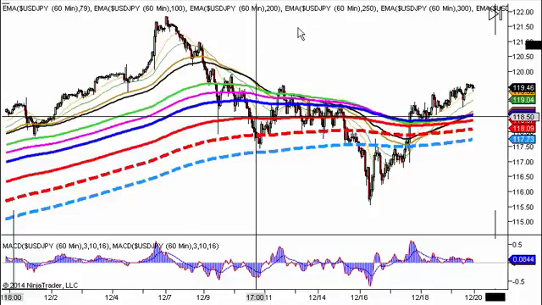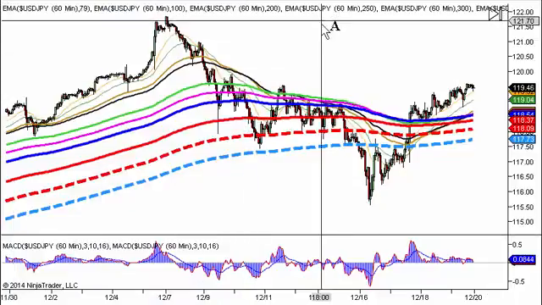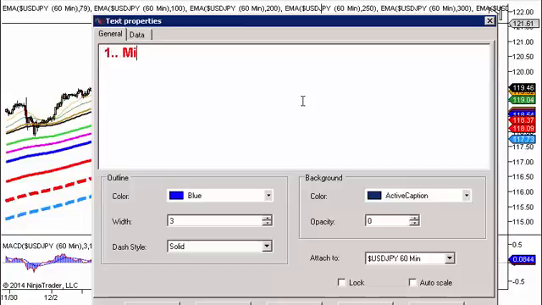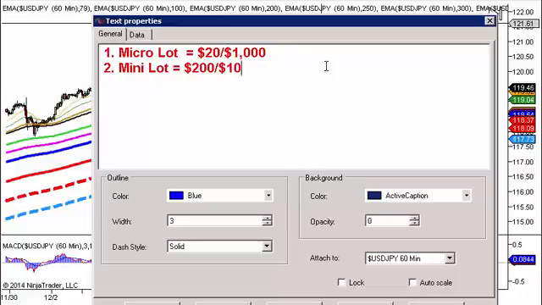There are 3 different lots in the Forex market. I'm going to explain them real quick. One is the micro lot, and this is leveraging $1,000. You need $20 to leverage $1,000. I'm going to explain all this in a minute. This is the mini lot, and you are taking $200 and leveraging $10,000. And then 3, you have the standard lot, and you are taking $2,000 and leveraging $100,000.